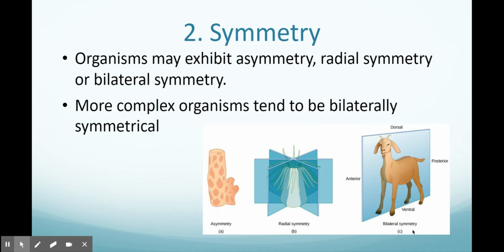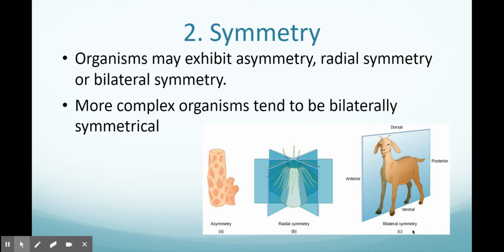The second classification category is symmetry. Organisms may exhibit a variety of different forms of symmetry, the simplest being asymmetry, meaning they are not symmetrical or have no planes where they can be divided up and have equal sides or halves. Radial symmetry, something like a starfish or a sea anemone or a jellyfish, would be something like dividing up a pie, where you can slice it in lots of different directions and end up with equal halves no matter which way you slice it.